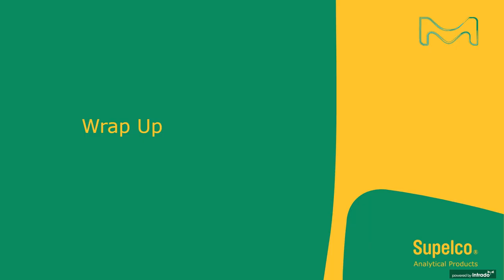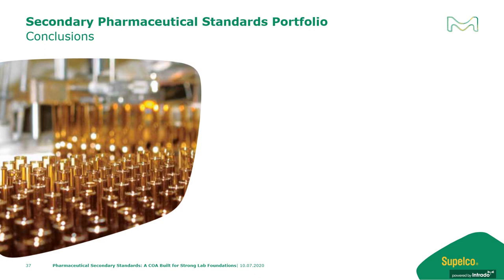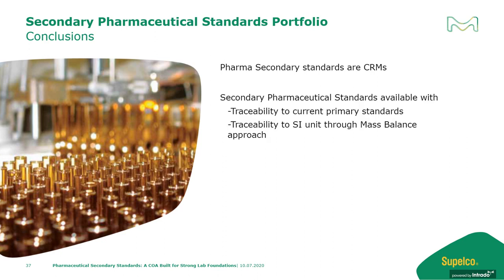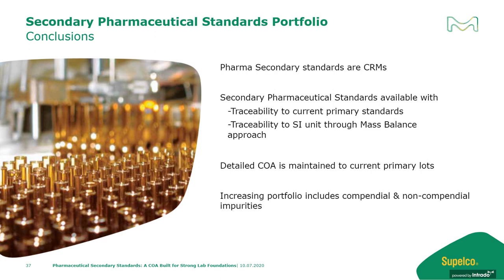And finally, we will conclude. So to wrap up here, I'd like to quickly summarize. Secondary standards are certified reference materials. These reference materials are unique in that traceability is offered to both the current primary standard and to the SI unit through mass balance. The detailed C of A is updated to the current lot of the primary standard, and the C of A offers enough detail so that the user can understand how it was qualified and which impurities are present. So the portfolio is increasing, the secondary standard portfolio, and currently it has about 1,500 products.